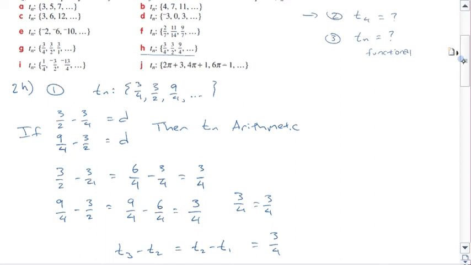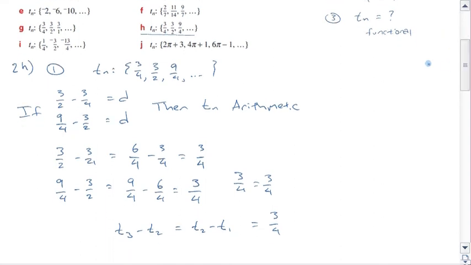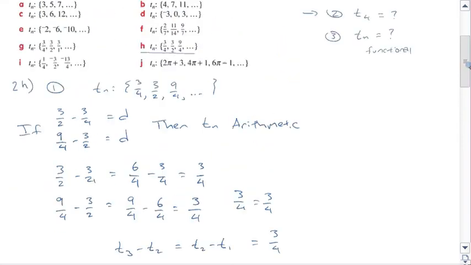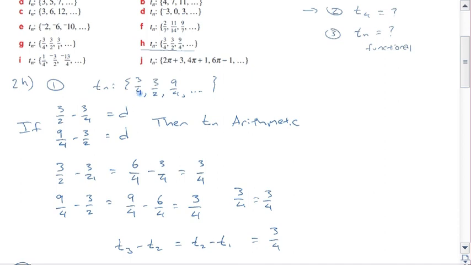So now we want to know, well, what's t4? So part 2, t4. Another way of saying that the difference is 3/4 is to say that to find the next term in the sequence, every time we add 3/4. 3/4 plus 3/4 is 3/2. 3/2 plus 3/4 is 9/4. So to find t4, we'd want to add 3/4 to this 9/4.